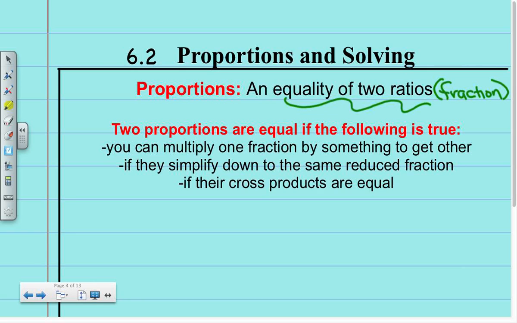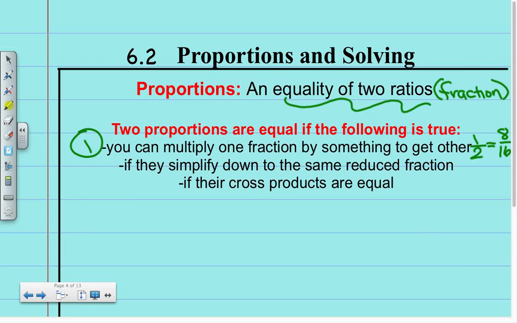So we developed some strategies to identify if two fractions represent a proportion. And these are the three strategies. Strategy number 1, you can multiply one fraction by something to get to the other. That just means if I had the fraction 1/2 and the fraction 8/16, what can I multiply 2 by to get to 16? Doesn't work for the top. So I can multiply 1/2 by 8 and get to 8/16. That says they're a proportion. They're proportionate.